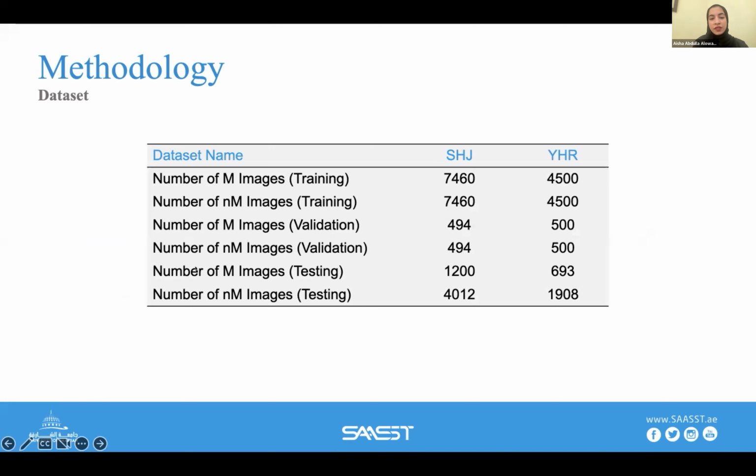To discuss the number of training images, we have data from the Sharjah Tower, which has a lot of light pollution. The other one is from Al-Yahar, which is in the desert. For Sharjah, we have about 7,000 training images for meteors and not meteors as well. For Al-Yahar, we have about 4,500 for meteors and not meteors. We also have close to 500 images in Sharjah for validation, meteors and not meteors, the same for Al-Yahar. Coming to the testing images, we tested the models on 1,200 meteor images and 4,000 not meteor images, and you can see the numbers here for Al-Yahar.